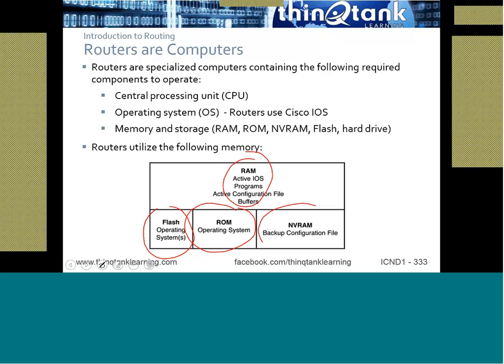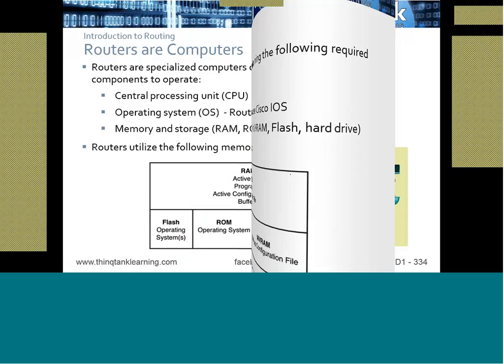The NVRAM, this is where our startup config is stored. Our startup configuration file is stored here. They say it's the backup configuration file on the slide here, but in reality, it's our primary configuration file. When the device boots up, that startup config becomes the running config. Okay? And that goes into my working memory.